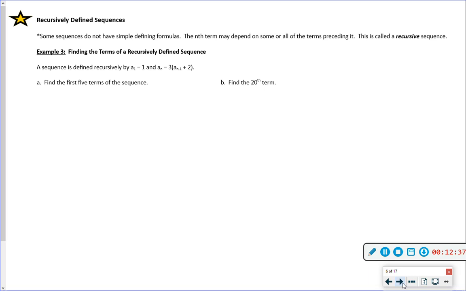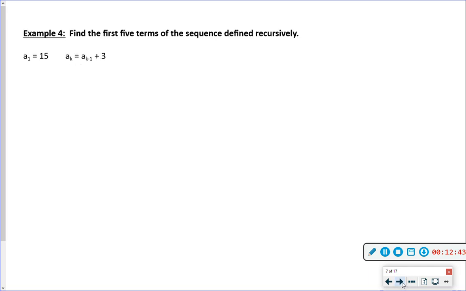So I'm actually going to do these recursive ones a little out of order. If you ask me, this is a little tougher than example 4. I'm going to start with example 4. I will come back to 3. Find the first 5 terms of the sequence. Notice they gave you the first term as 15. So notice there is no place for me to plug in a 1. There's no k in that, just a normal k, so on and so forth.